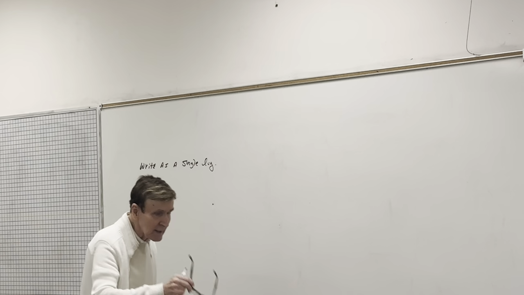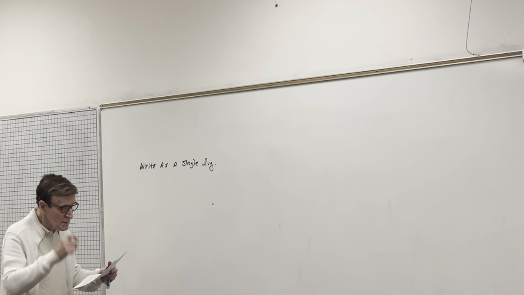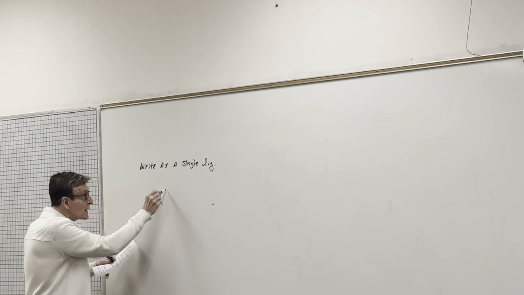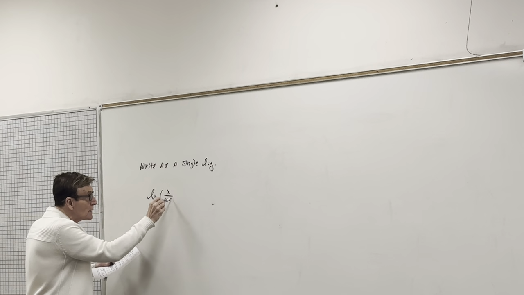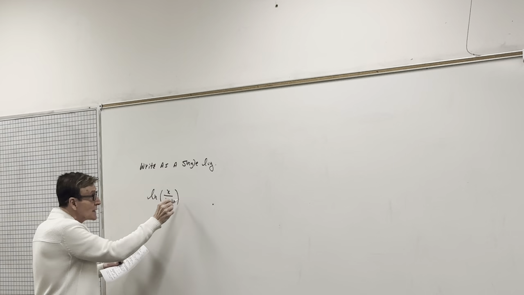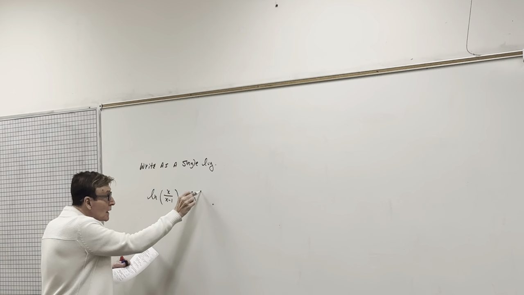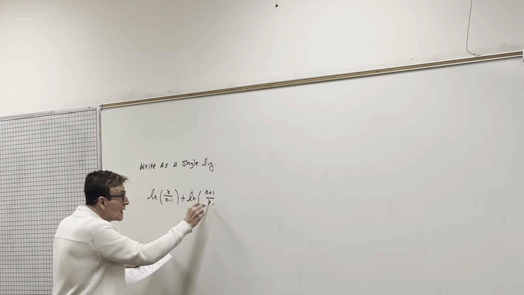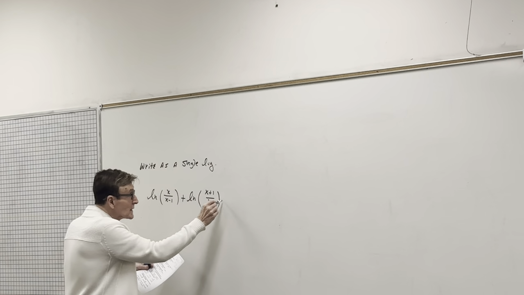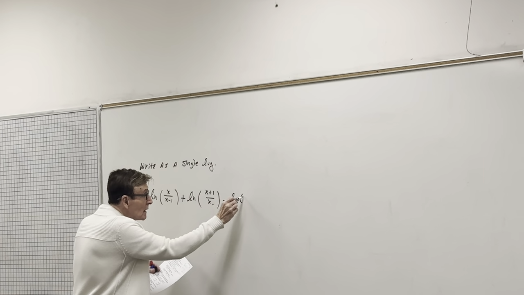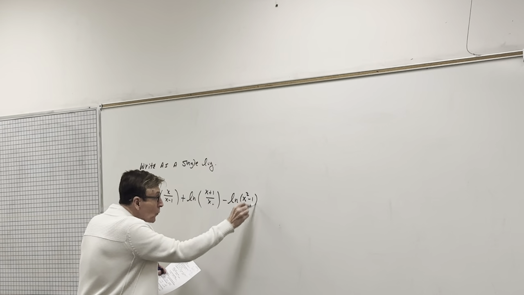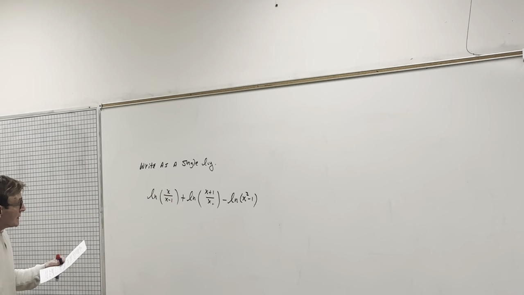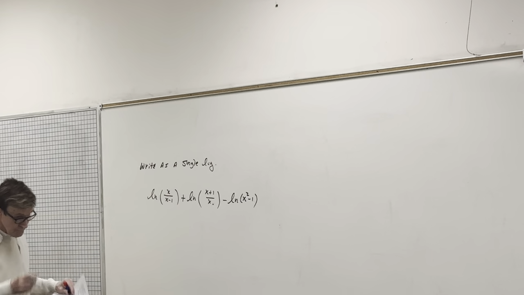Guys, this one I think is interesting. I think I took this from a calc textbook. ln of x over x subtract 1, plus ln of x plus 1 over x, subtract ln of x squared subtract 1. Step back and make sure everything looks good.